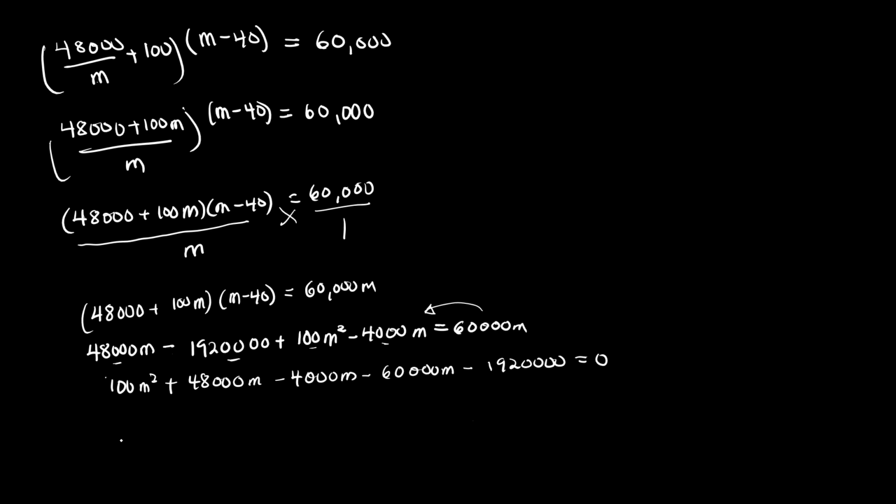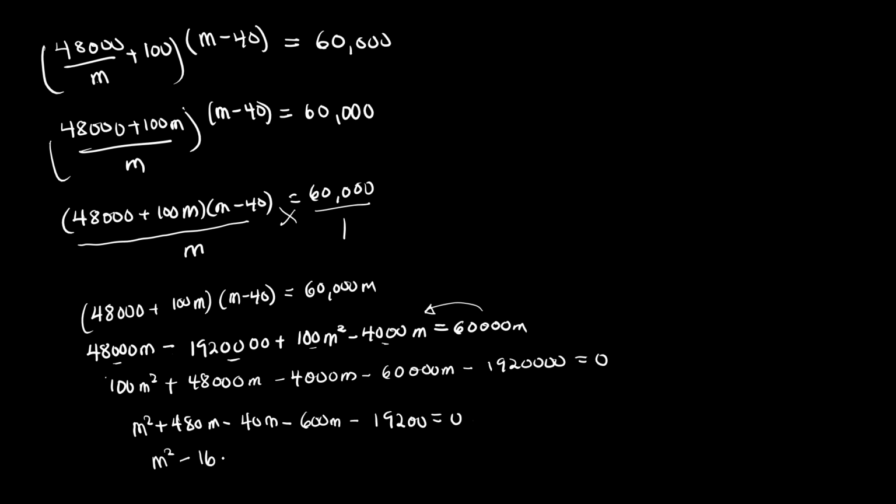Okay, so from here we can divide each of them by 100, so we can get rid of some of the zeros. So when I divide it by 100, it will give me m squared plus 480m. Then this divided by 100 will give me 40m. Then 60,000 divided by 100 will give me 600m. Then minus 1,920 is equal to 0. So with this in here, we can say m squared, and then 480 minus 40 minus 600 will give me negative 160m.